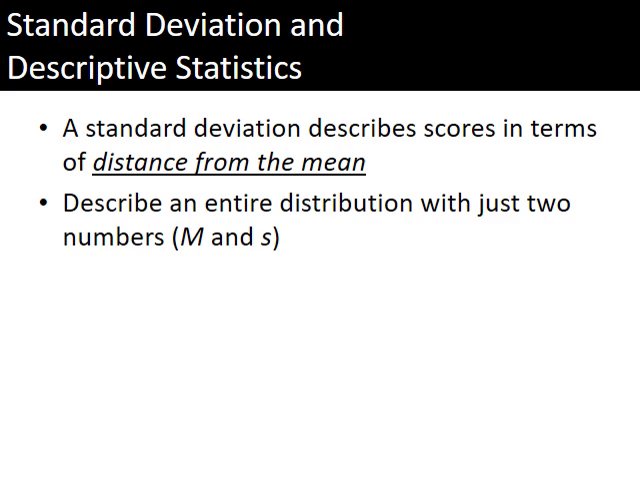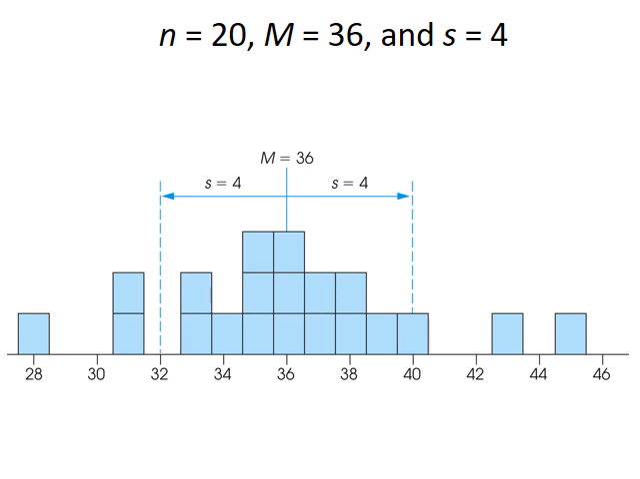So to recap, a standard deviation describes scores in terms of distance from the mean, and we can describe an entire distribution with just two numbers: the mean and the standard deviation. Here we're looking at a histogram. We've got all the data in front of us, but we've also got these two key numbers that allow us to understand the nature of this sample, n equals 20. The two important statistics are the mean, which is 36, and the standard deviation, which is 4.